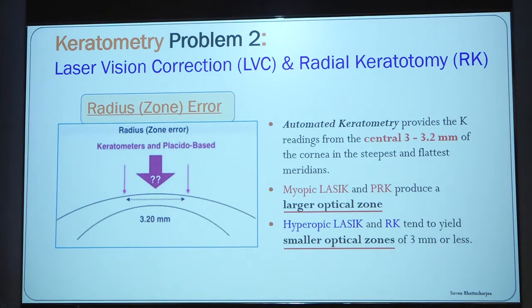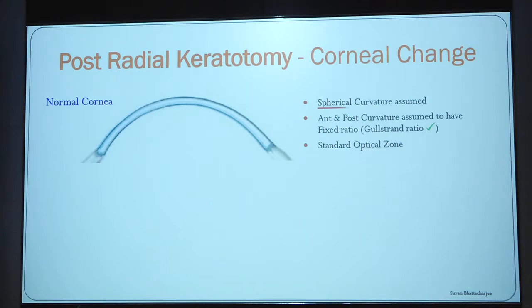Now, there is another problem with keratometry, which is the radius zone error. What it means is basically in automated keratometry, we measure 3 to 3.2 millimeters, whereas myopic LASIK and PRK produce a larger optical zone, and hyperopic LASIK or RK is quite the reverse, so we're getting a smaller optical zone of 3 millimeters or less.